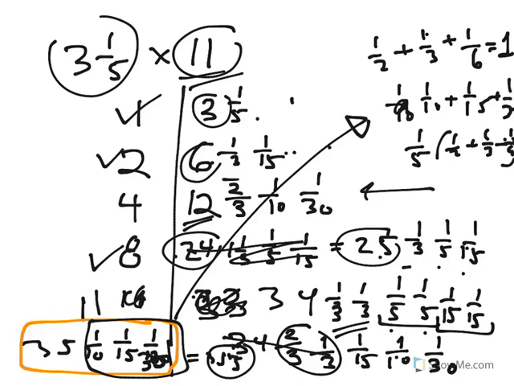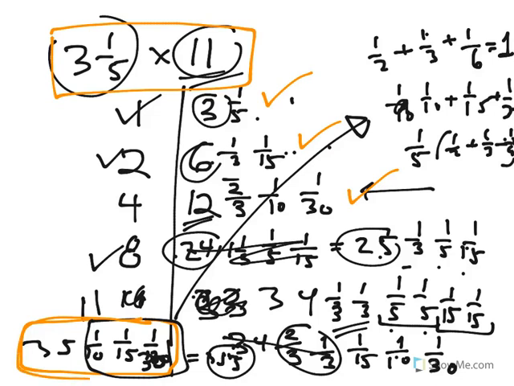For our purposes, I would expect you, if you had to do this question, 33 1/5 times 11, you can follow all these steps, and end up with this answer.